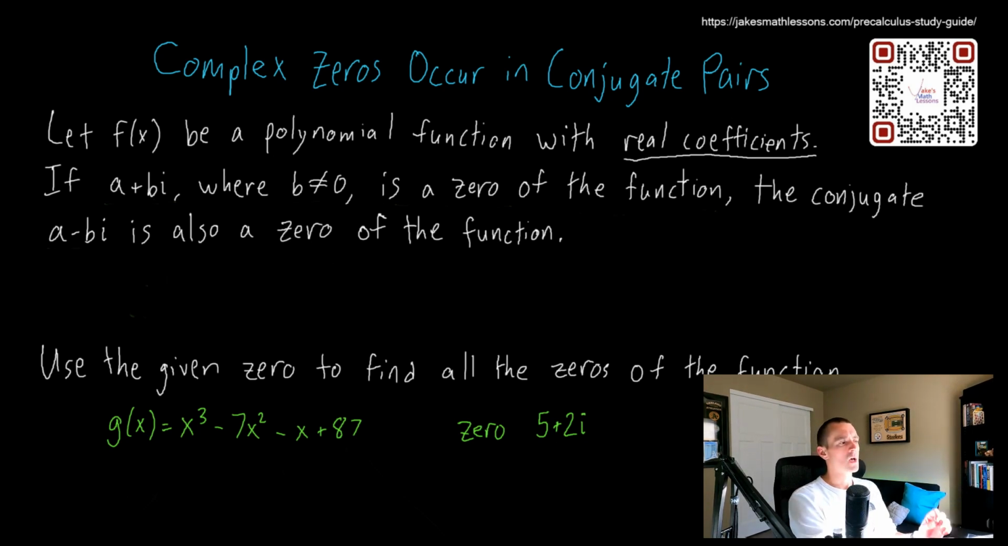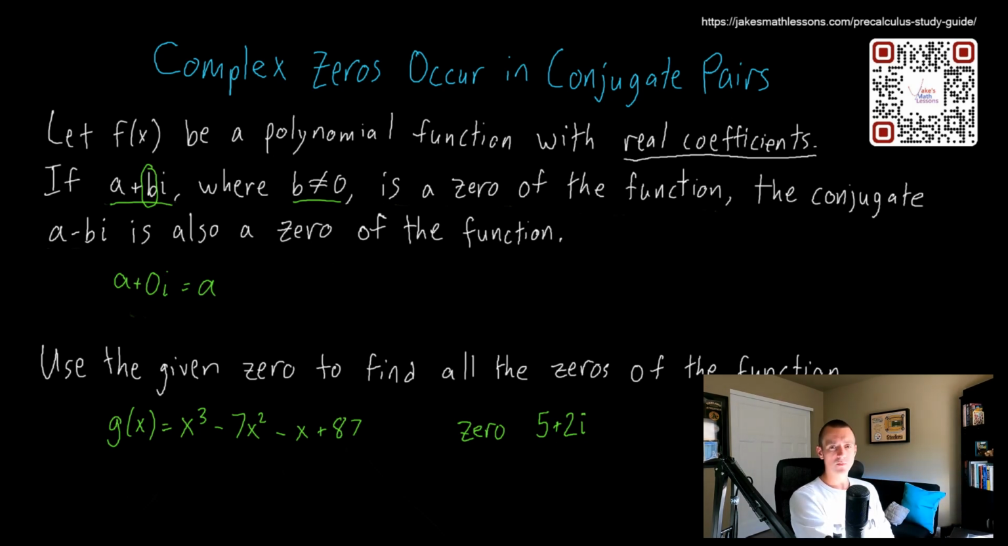Okay, so if we know one of the zeros is a plus bi, where b is not 0, all that means is that this coefficient of i is not 0. Because think about what would happen if it was. We would get a plus 0i. 0 times anything is 0. So this would just be a, which is just a real number, right?